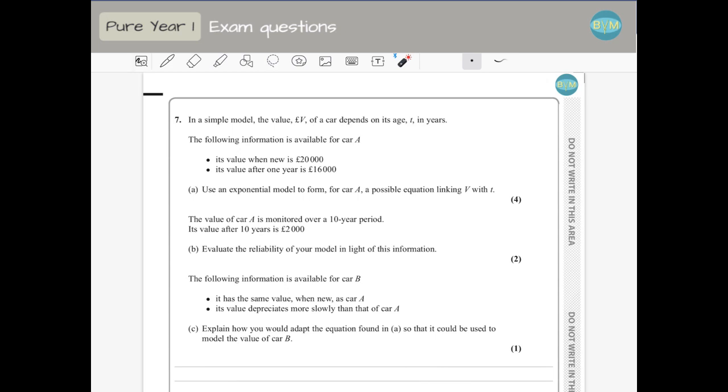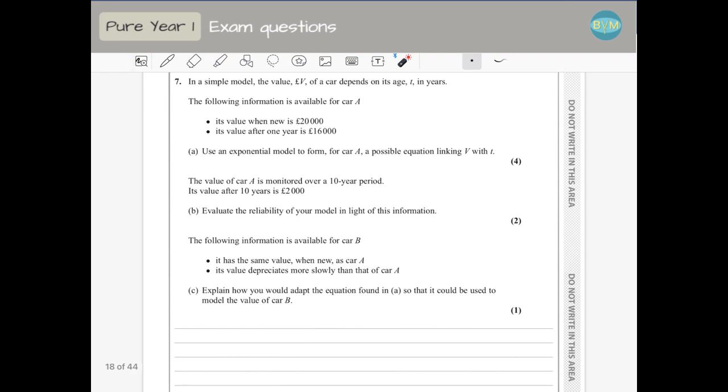Hello, this is question 7 on your June 2019 paper 1 from Edexcel. It's an A-level paper, but it's a question that you can do in year 12 because it's an exponential question. So in a simple model, the value V in pounds of a car depends on its age, T in years. And the following information is available. The value when it's new is £20,000 and the value after 1 year is £16,000. Use an exponential model to form for this car a possible equation linking V with T.